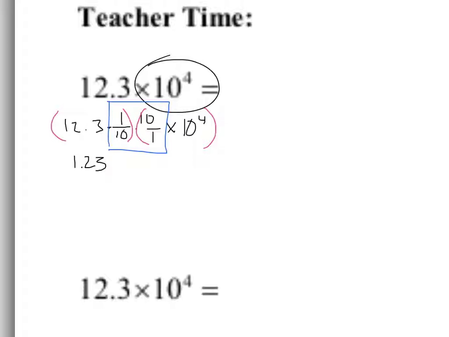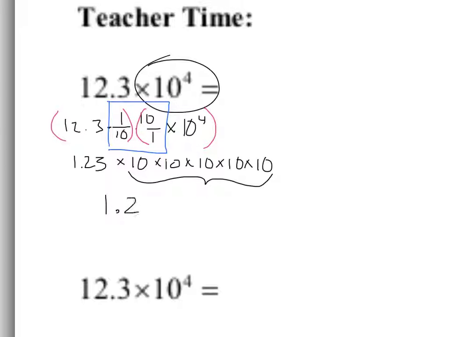Let's take a second and think about this as expanded out. 10 to the fourth is 10 times 10 times 10 times 10, and multiplying by another 10 makes this really 10 to the fifth. So I fix my scientific notation, and I get 1.23 times 10 to the fifth.